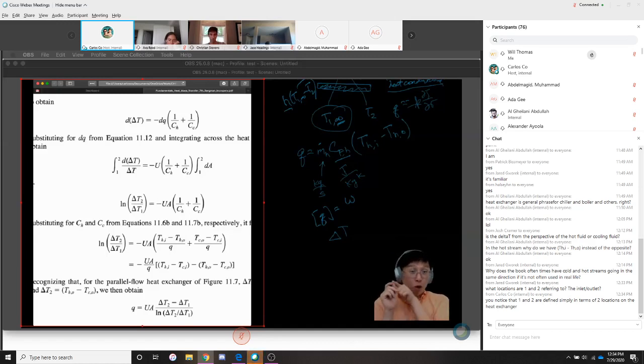Position 1 is where we're integrating over the area. So you would choose one end of the heat exchanger and integrate across the heat exchanger until you reach the other side.